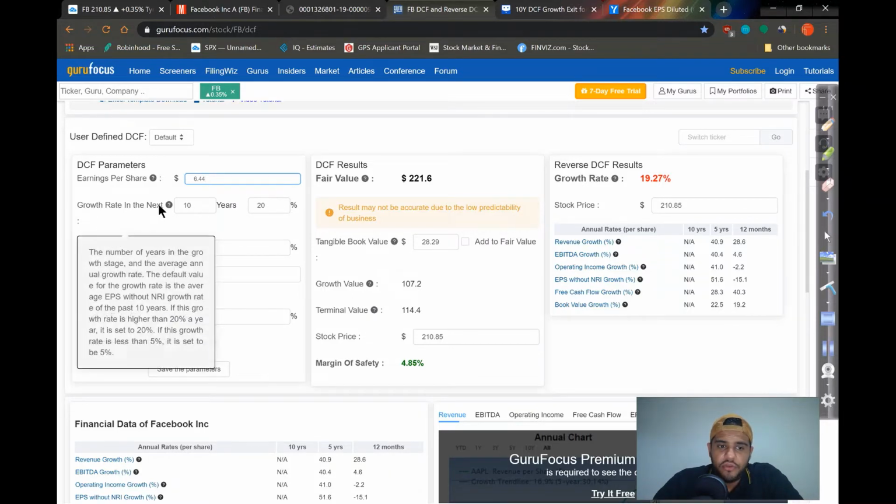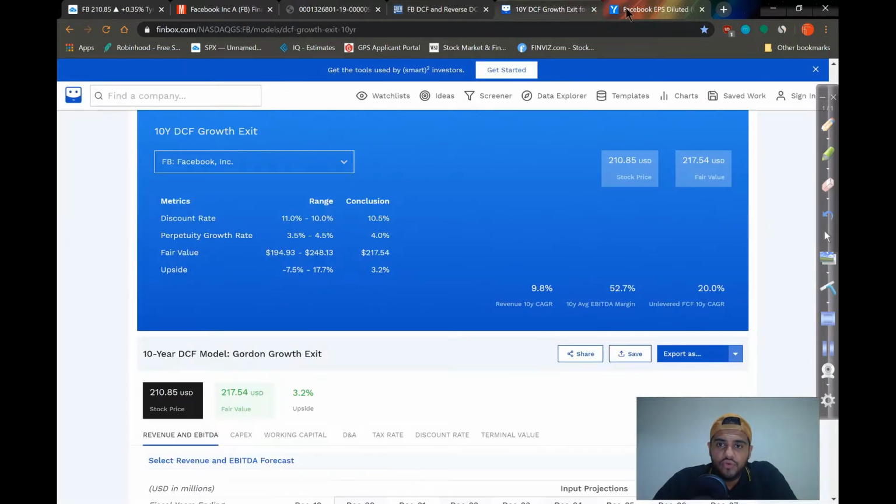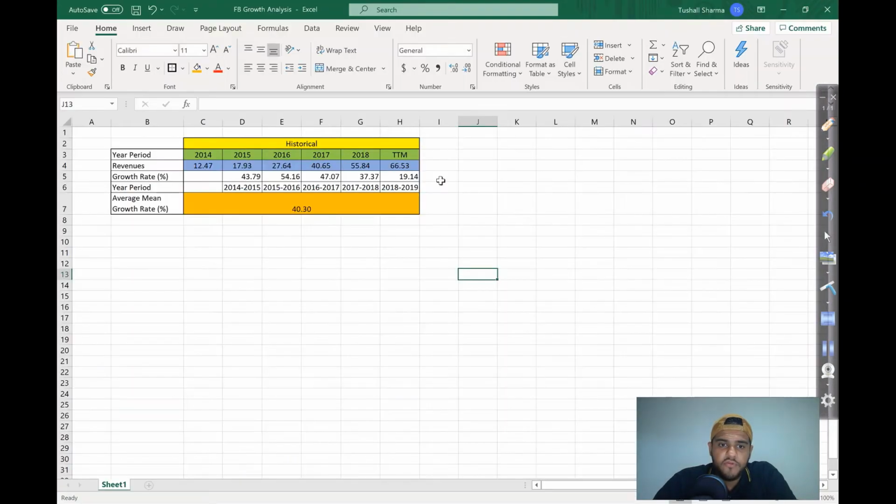And then the growth rate in the next 10 years, right? Because the DCFs are usually done for 10 years. You could also do a 5-year DCF, or you could do even a shorter duration, but looking at the long-term trajectory of the company is much better. So we do a 10-year discounted cash flow. And how do you get the growth rate? What you simply do is, I actually did this on my own. So I did an Excel for the growth.